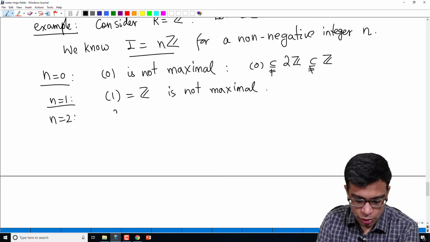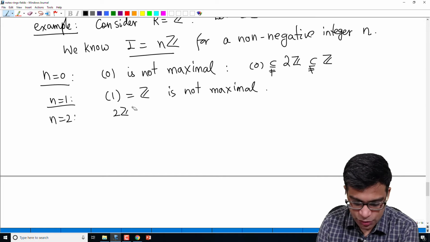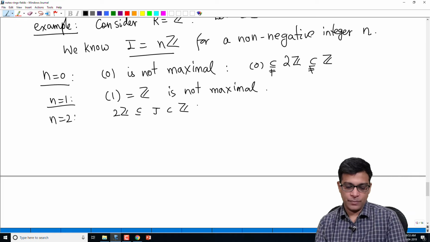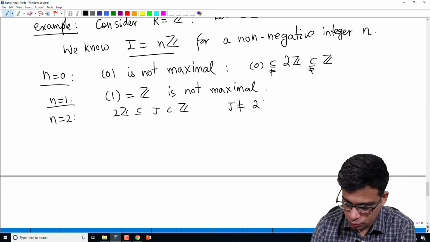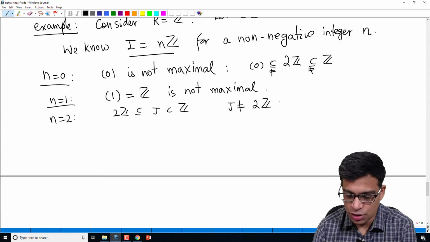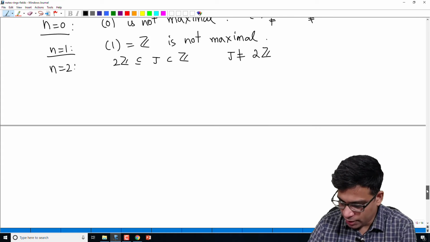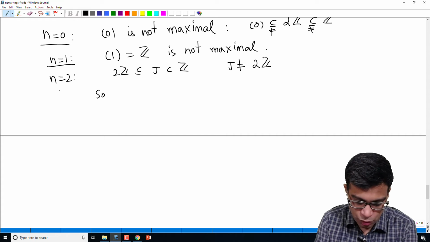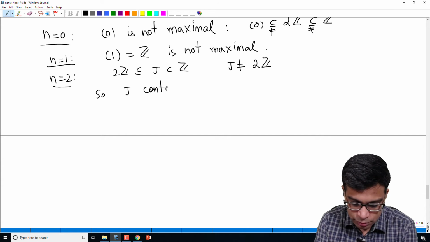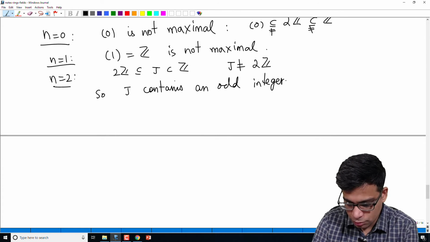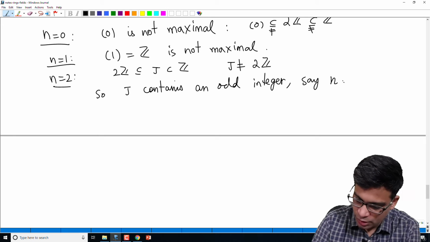What about n equal to 2? 2Z. Now this is interesting. Is 2Z maximal? Let's suppose that 2Z is contained in J, contained in Z, and suppose that J is not equal to 2Z. If it is equal to 2Z, then of course we don't get any information. Suppose it's not equal to 2Z. Then that means J contains an odd integer, say a.